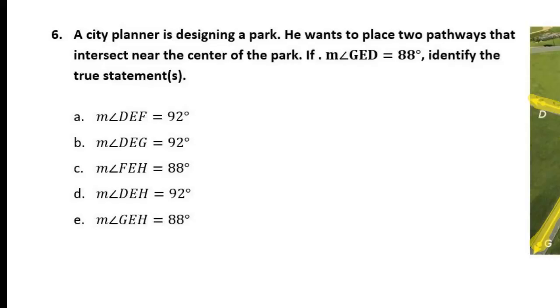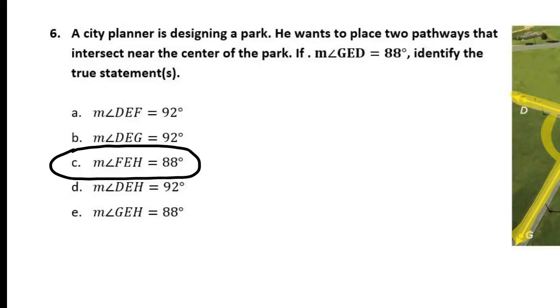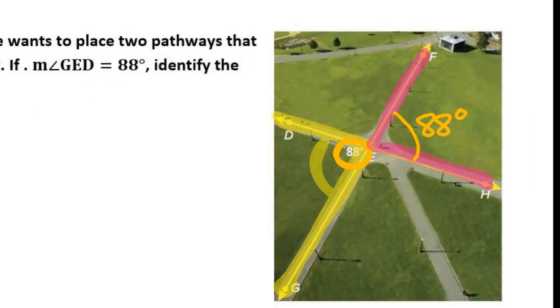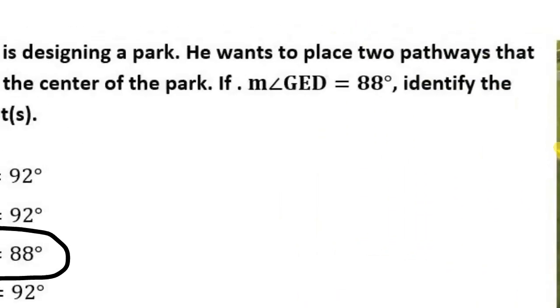Which one? C. Angle FEH is 88 degrees. All right. Let's talk about these other 2 angles. What's the relationship between GED and this angle up here, DEF? Yep, they're adjacent and they're a linear pair, which means they add up to 180.